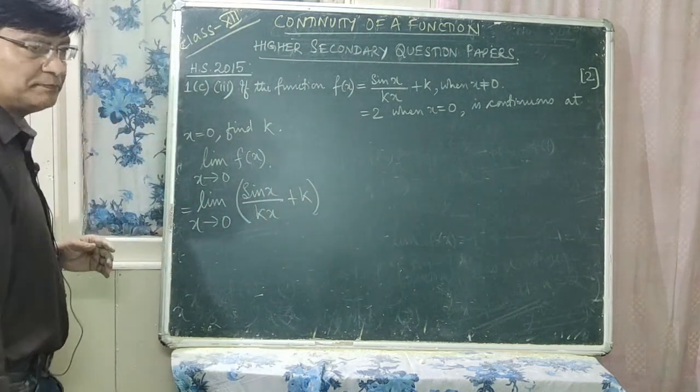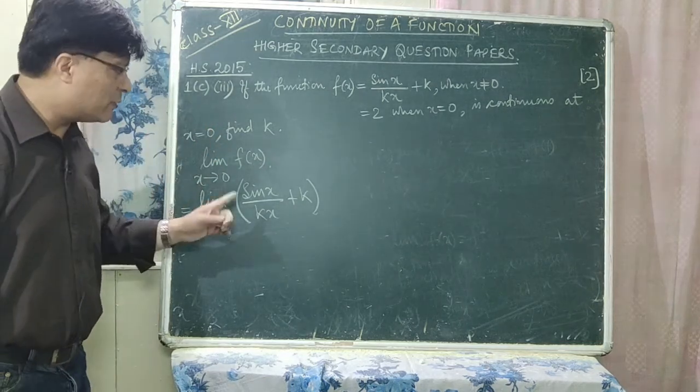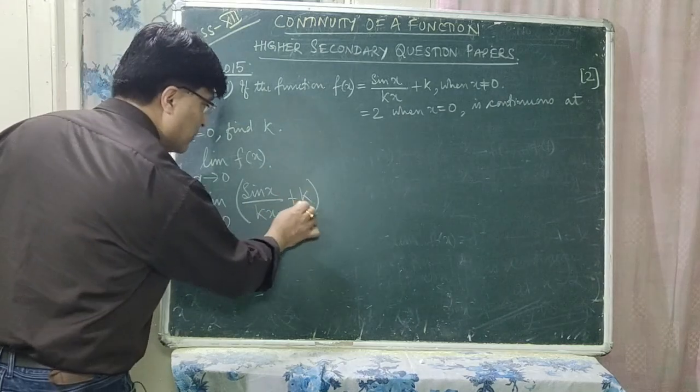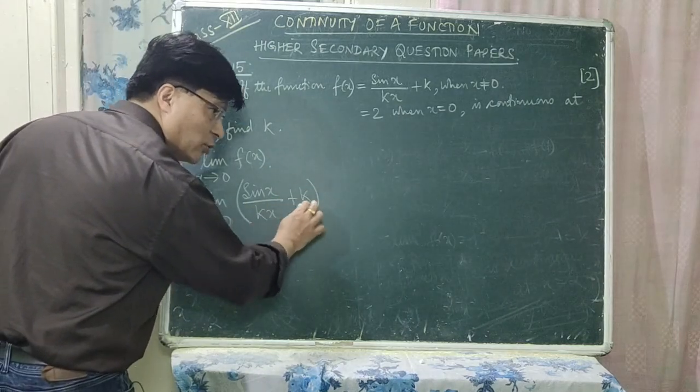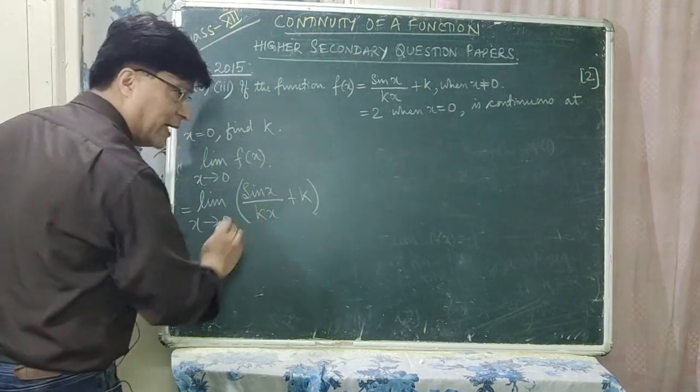Put it within bracket. So wherever there is x, you have to write down the limit. So wherever there is no x, you don't have to write down the limit. So for only k, for the second term, there is no x out here. No need of writing the limit out here because it is free from x.